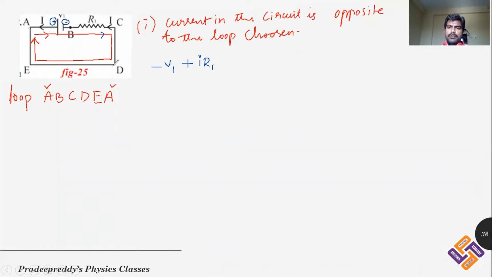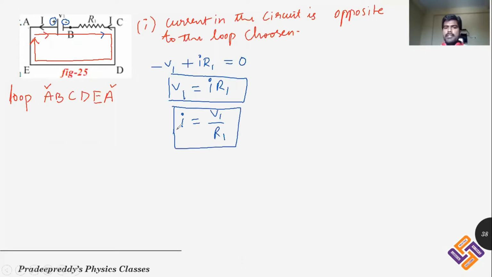And from C to D there is no component, D to E there is no component, E to A there is no component. Therefore, the total voltage provided by the battery will be dropped across one single resistor. This is equal to 0. Therefore, you can write V1 is equal to I R1. Total voltage provided will be dropped across the resistor. So, current in the circuit can be written as V1 divided by R1. This is the current passing through the circuit.